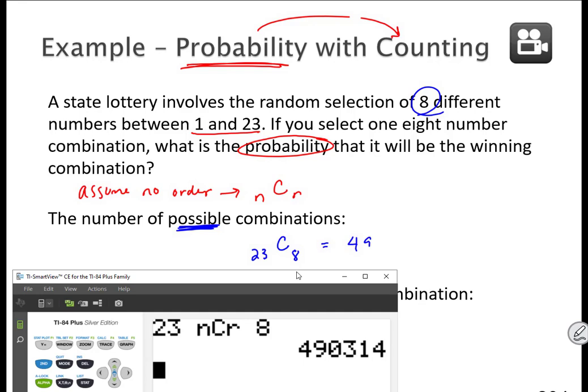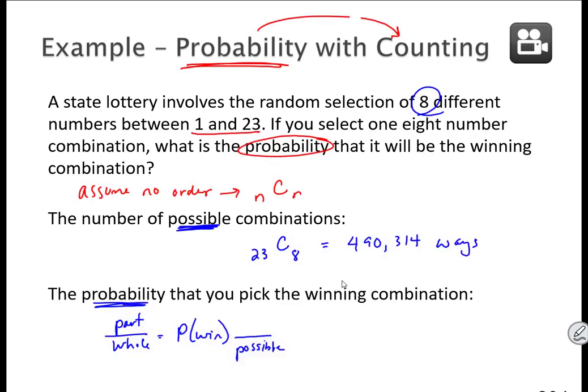490,314 combinations. There are 490,314 ways to pick your lottery numbers. And that doesn't even include different orders that you pick them in.